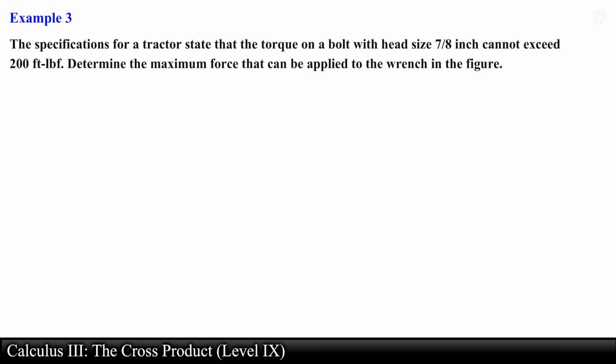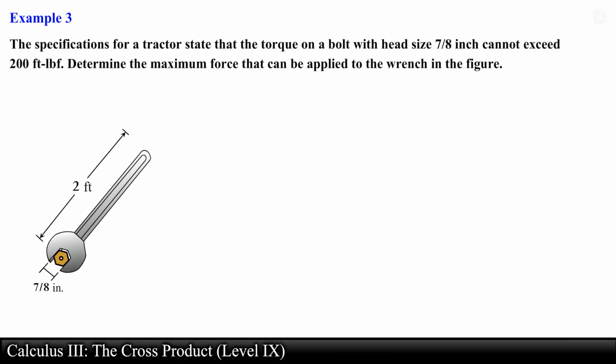Alright, let's go over the final example. The specifications for a tractor state that the torque on a bolt with head size 7/8 inches cannot exceed 200 foot-pounds. Determine the maximum force that can be applied to the wrench in the figure. Alright, similar to the previous example, let's use the definition of torque and use it to find the maximum force one can apply to the bolt.